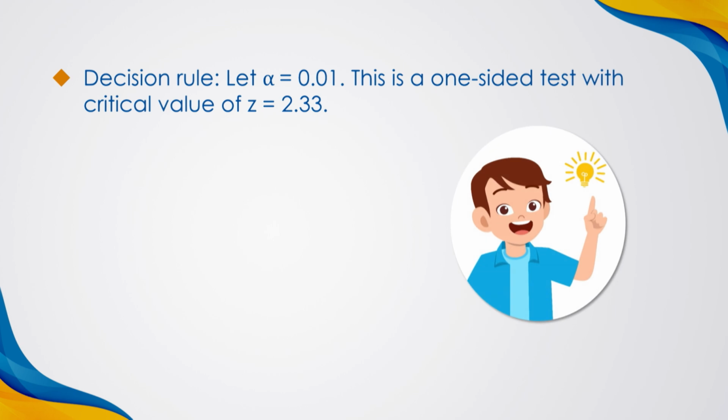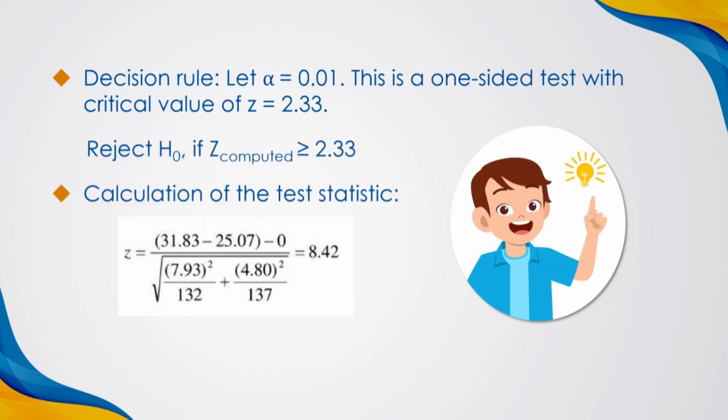Decision rule for this problem. Let alpha equal 0.01. This is a one-sided test with critical value of Z equal to 2.33. We can reject H0 if the Z calculated value is greater than or equal to 2.33. Then the calculation of the test statistic is given by Z equal to 8.42 using the previous formula. Reject H0 since the Z computed value, 8.42, should be greater than 2.33.